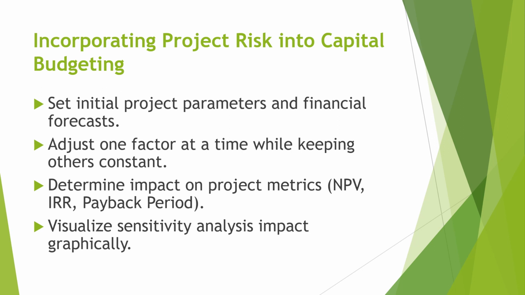Next, we crunch the numbers. We calculate outcomes like NPV, which is net present value, IRR, internal rate of return, and payback period. This gives us a clear picture of how each change affects our project metrics. And finally, we bring it all together visually. We plot our results on a graph to see the impact of our sensitivity analysis. This helps us understand the big picture and make informed decisions about our project.